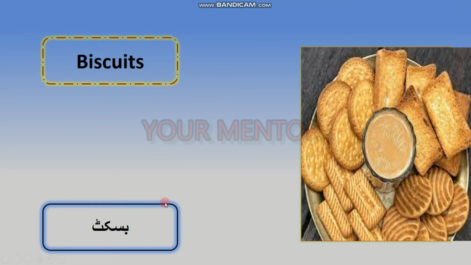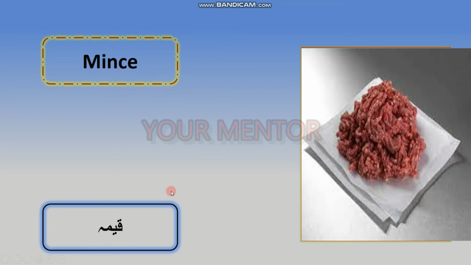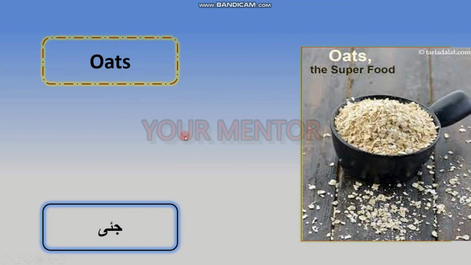Biscuits. This is the picture of biscuits. Mince. Mince means keema. The grinded form of meat, we can also say it's mince. This is the picture of mince. Oats. Oats means jay. This is the picture of oats.